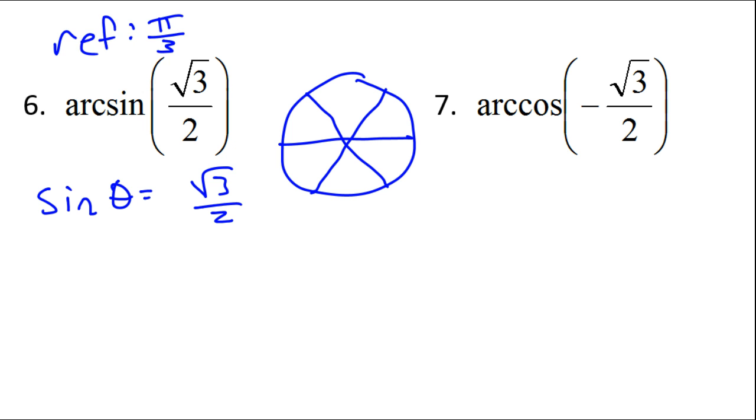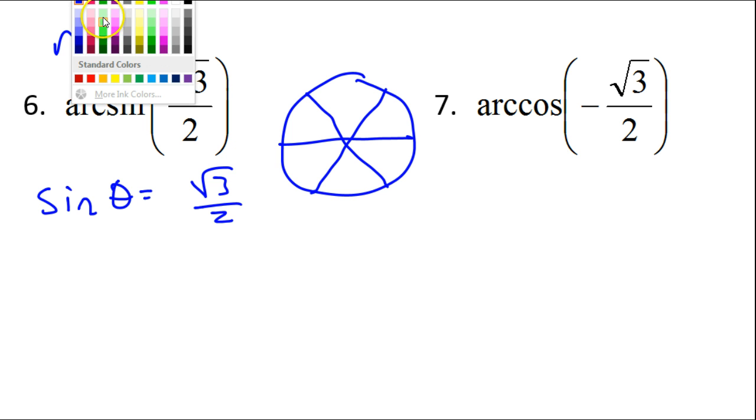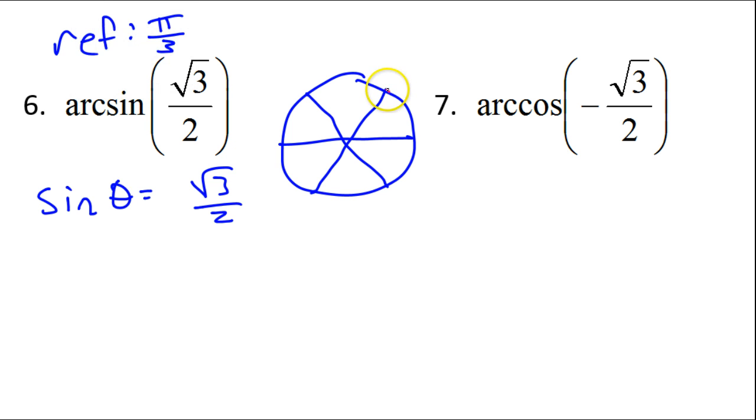So these are the 4 positions that will give me some type of radical 3 over 2. But we need a positive radical 3 over 2. The sine function is positive above the x-axis, so those are the 2 that I need. So this first one is simply pi over 3, and the second one is 2 pi over 3.